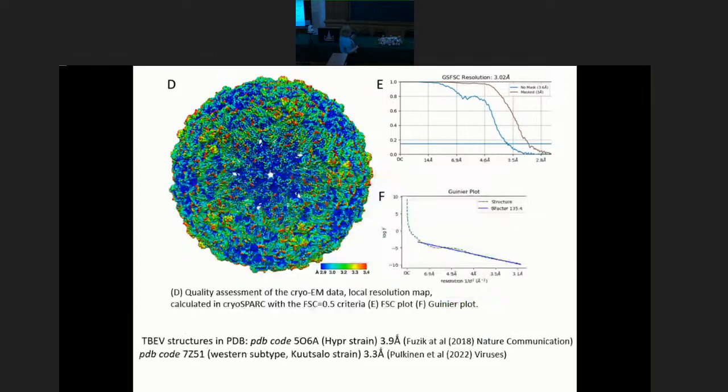And if you search the PDB for the structure of tick-borne encephalitis, you will find two structures actually. The first structure, of the Hypr strain, was solved at 3.9 angstrom resolution in 2018. The second structure was solved recently at a resolution of 3.3 angstrom. It was the Western type Kulat-Sala strain. And now we have a third structure, of the Russian Sofjin strain.